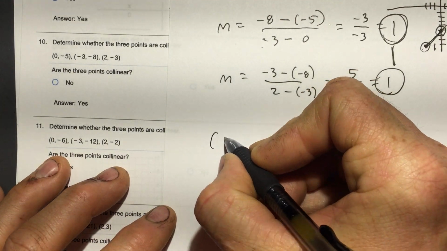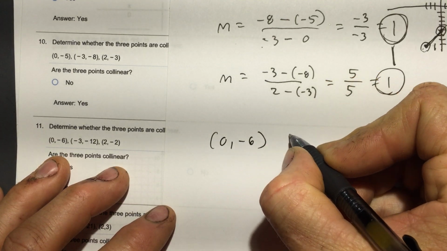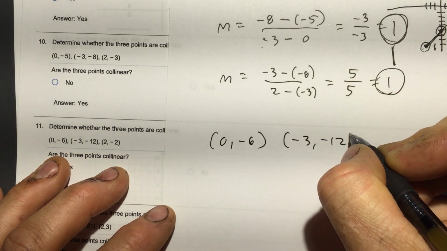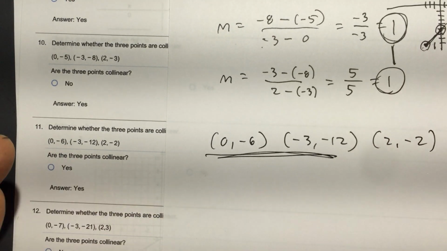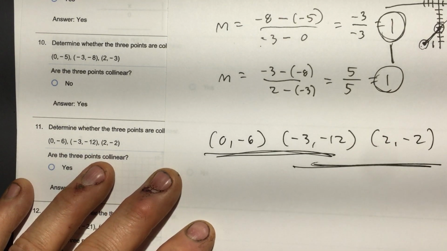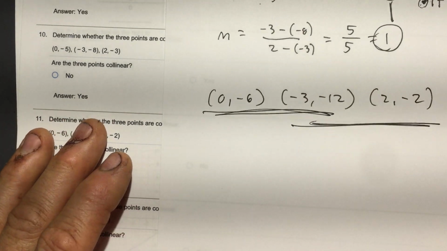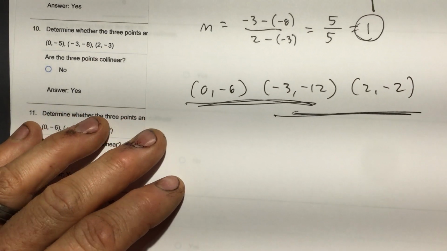So on this next one, we got 0, -6. We got -3, -12. We've got 2, -2. So all you're going to do is you're going to do these two, find the slope of them, and then you're going to do those two, find the slope of them, and see if they're the same. And if they're the same, they're collinear.